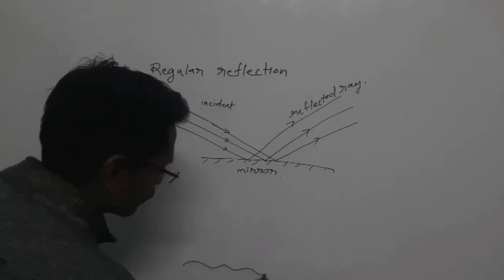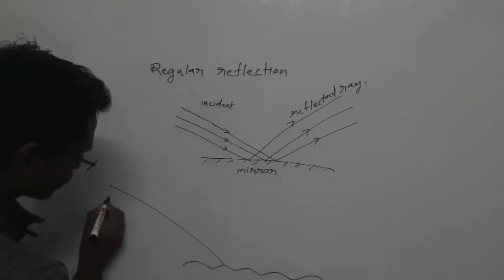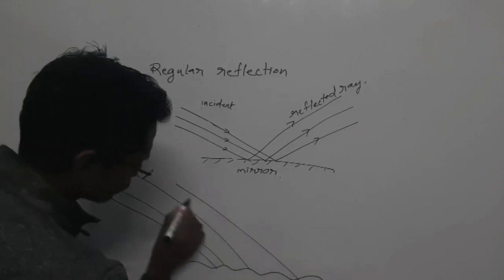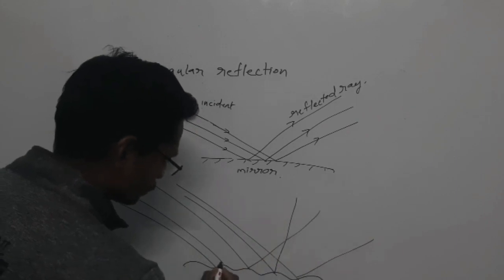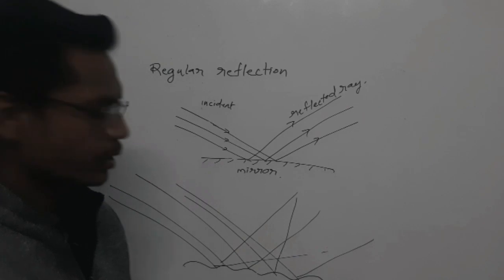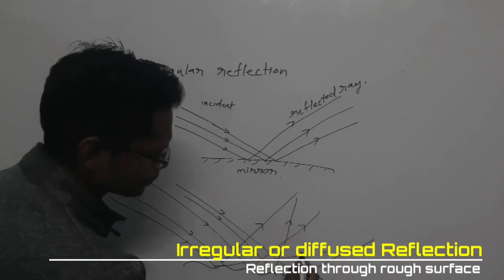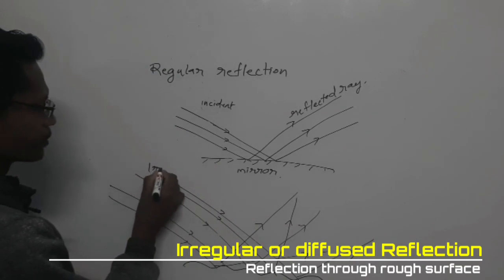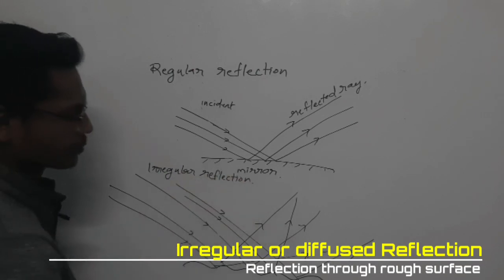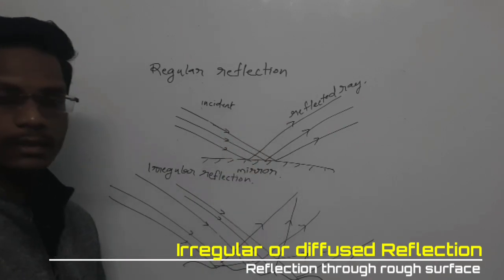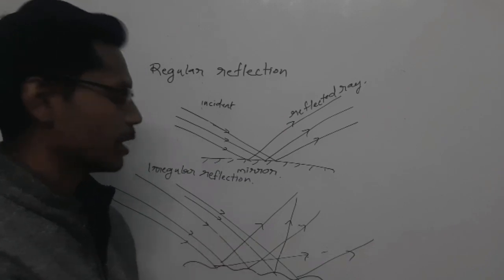And in the case of irregular reflection, the surface is like that. So when the light rays fall on the surface, they will go like this. So this kind of reflection is known as irregular reflection. This is the example of irregular reflection and this one is regular reflection. Hope through this diagram the difference between regular reflection and irregular reflection is clear.